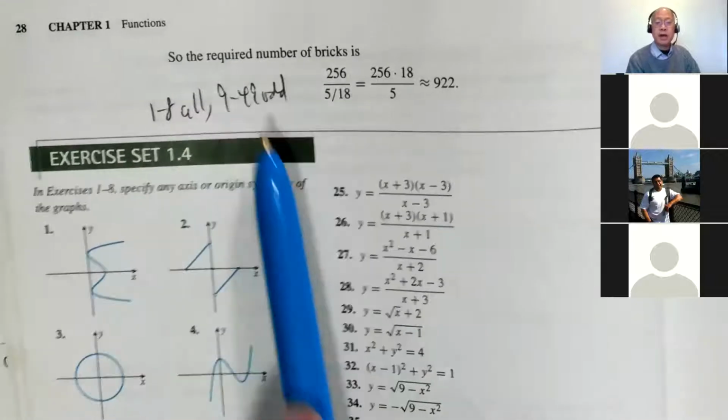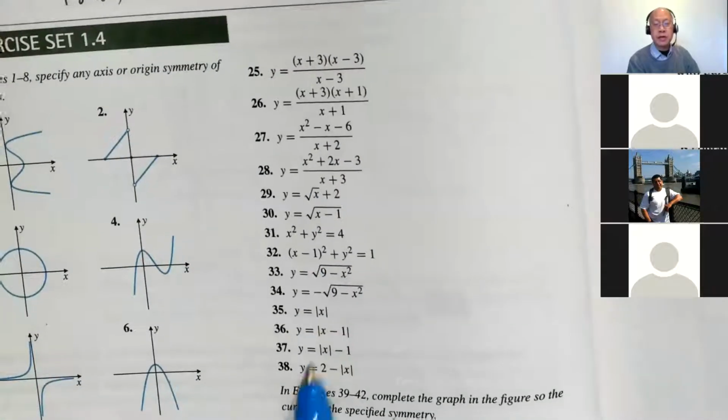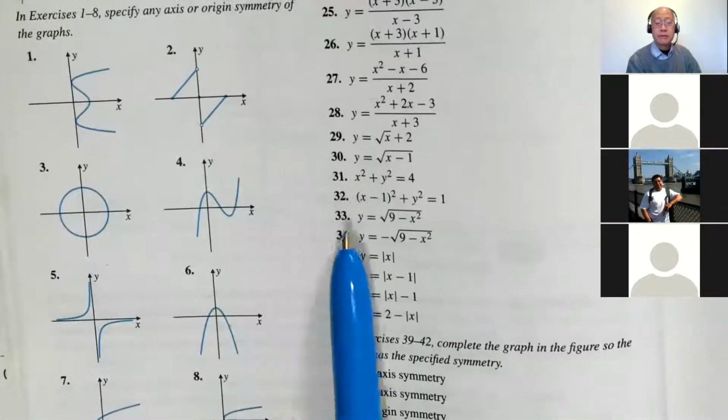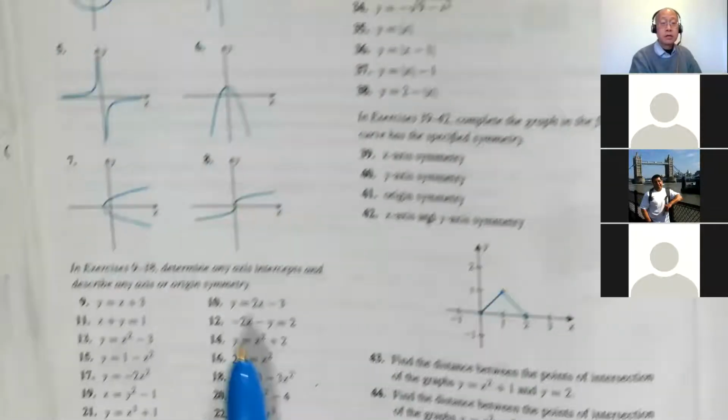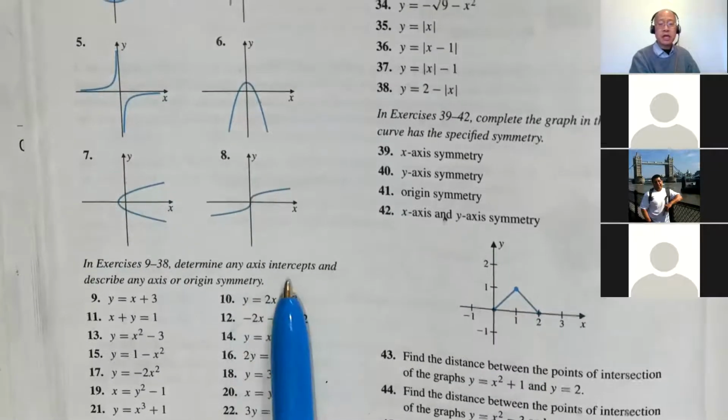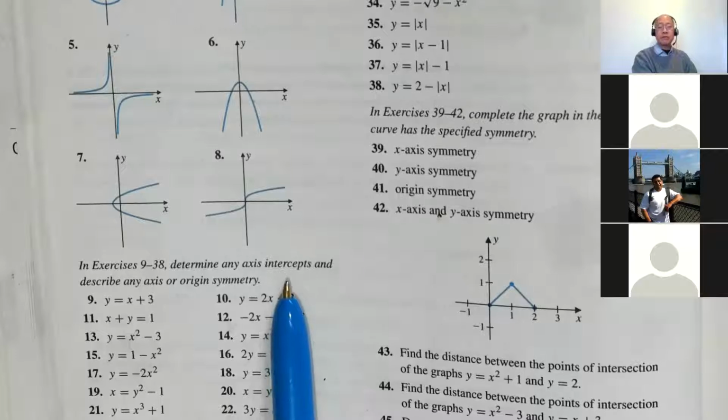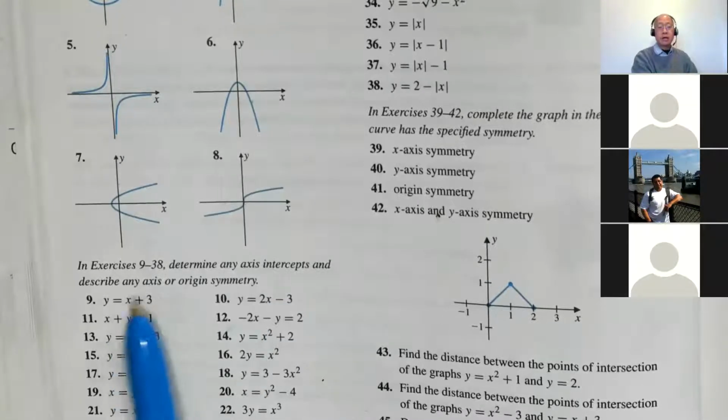How about 9 to 49? So how can I possibly do all these? Well, you may need to know what the graph looks like. So part of it might be just graphing it. So discuss any axis intercepts. That means x-intercept, y-intercept, and describe any symmetry. So how do you do that now? I'll do a bunch of those right now.